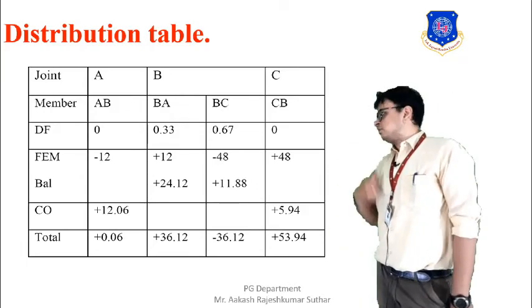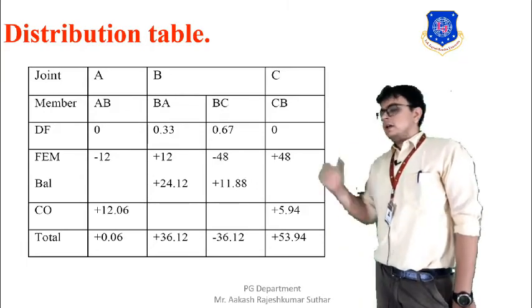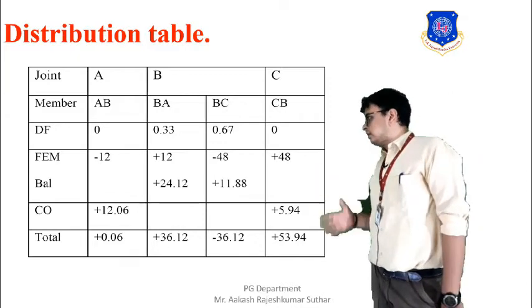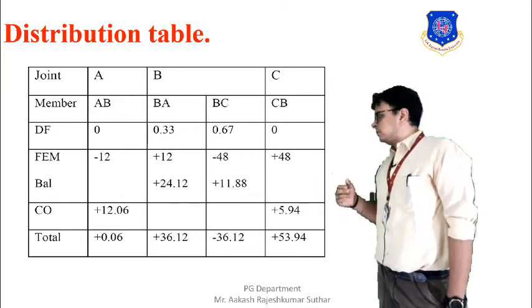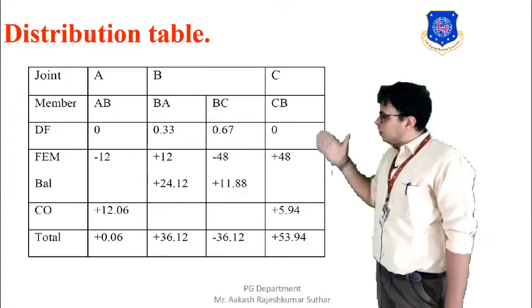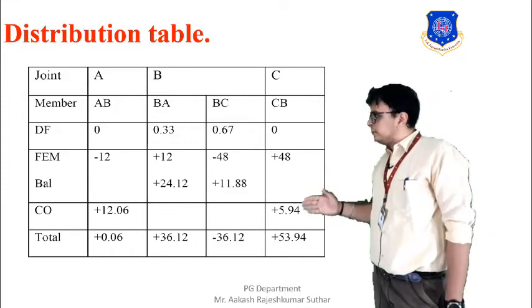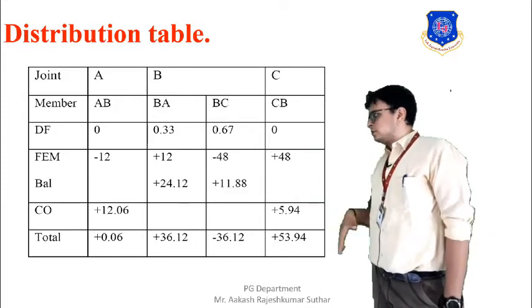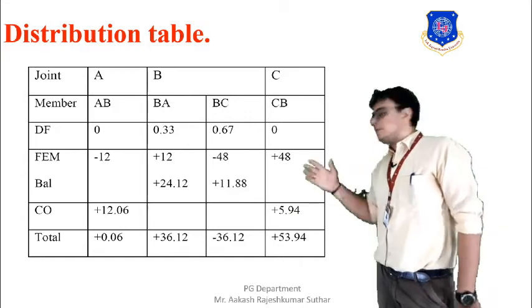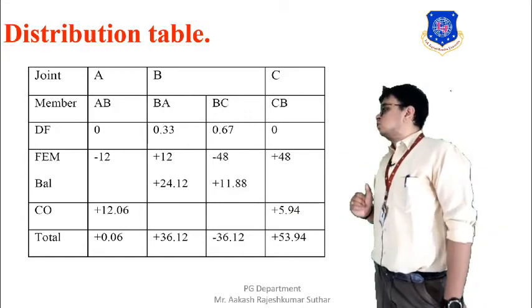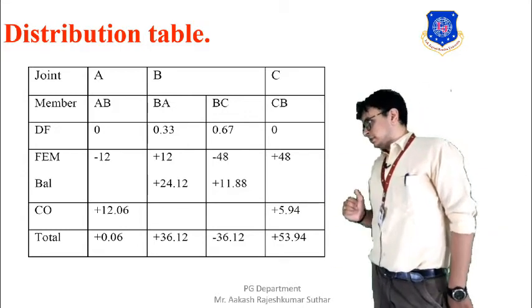After that, it is time for joint B and particularly for BA. While calculating all the moments from the initial moment to the carryover and the distribution, finally we are getting the moment of 36.12 kilonewton meter.